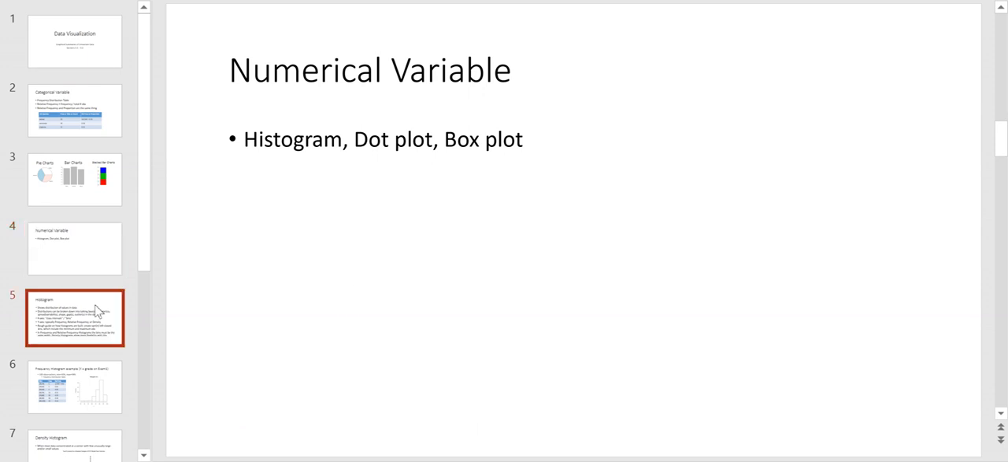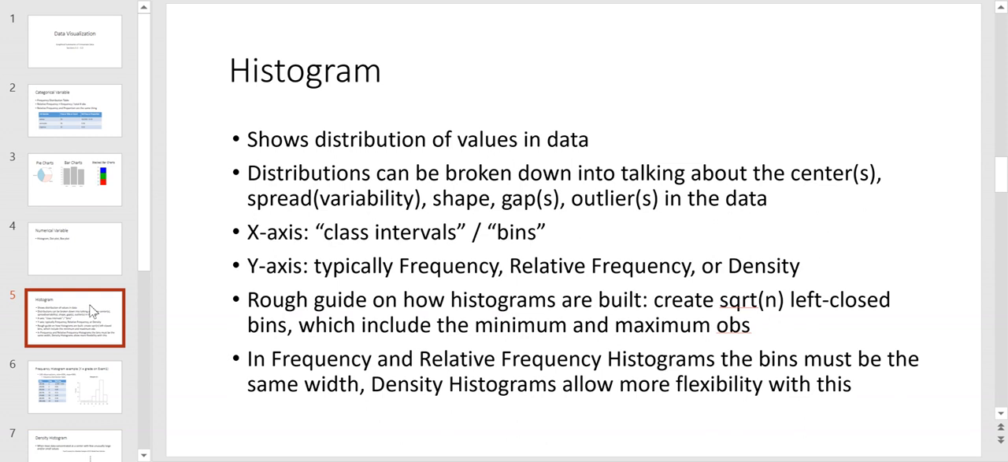Here are some high-level bullets on the histogram. The histogram shows the distribution of values in the data. Remember, we're talking about a numerical variable here, so we want to see how that variable is distributed. How are the values of the data that you've collected distributed? Are they all on the left side of a range of values? Are they all on the upper end? Are they spread evenly between a maximum and a minimum, and every other possibility in between? We will be able to see this with a histogram.